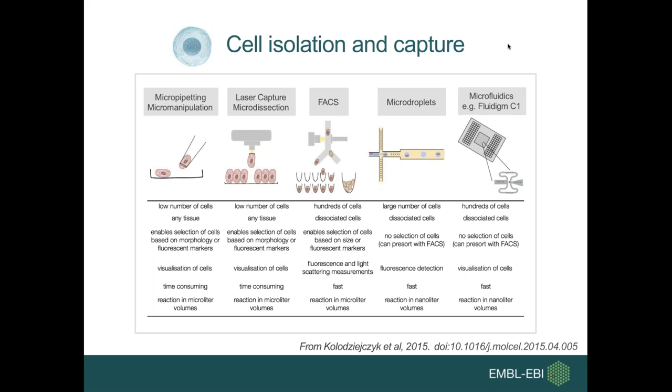And the second big difference is whether you can actually pre-select a specific cell or class of cells based on either their markers or morphology or some other quality, which you can do with the more manual methods, like the micropipetting, microdissection, or even with FACS sorting, where you can just select a specific population of cells based on their fluorescent markers. But the microdroplet technology is all random capture, even though you can actually pre-sort with FACS. So there is some way of ensuring that you're studying the cell population that you're most interested in.